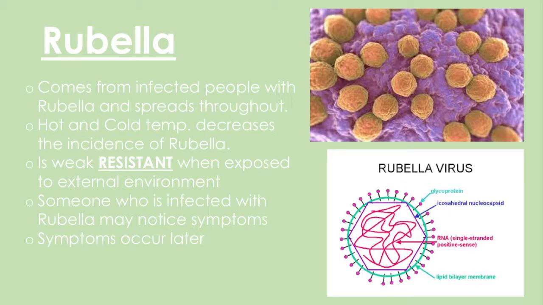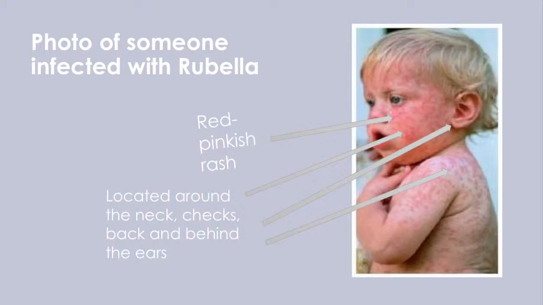When an individual is infected by this microbe, symptoms like a mild illness and a red pinkish rash located behind the ears, around the neck, back, chest, legs, and stomach are visible. Other secondary symptoms can be swollen and sensitive lymph nodes. However, these symptoms are not visible until 7 days after you have been infected with rubella.